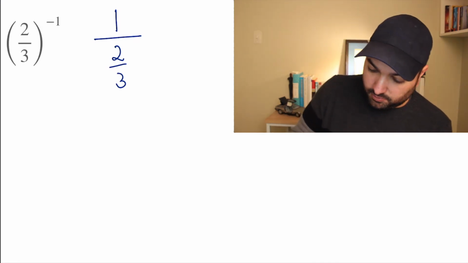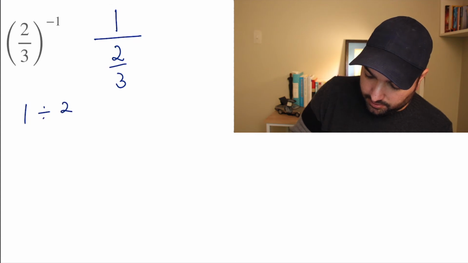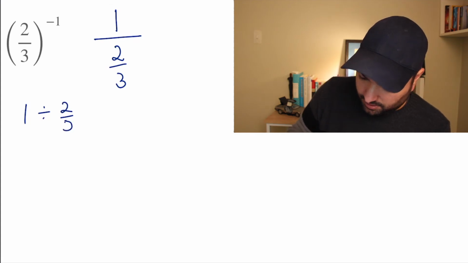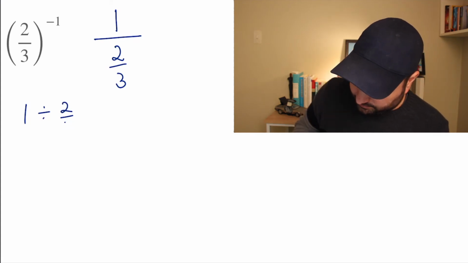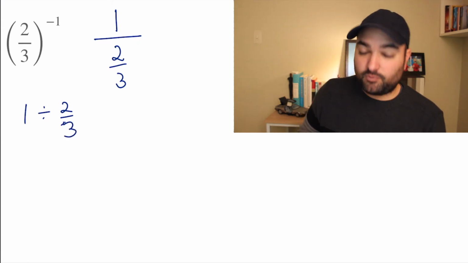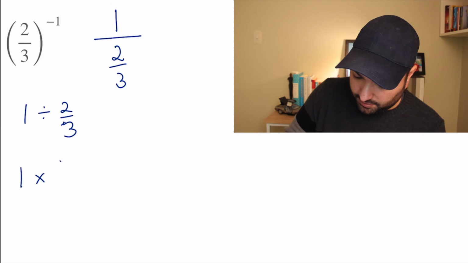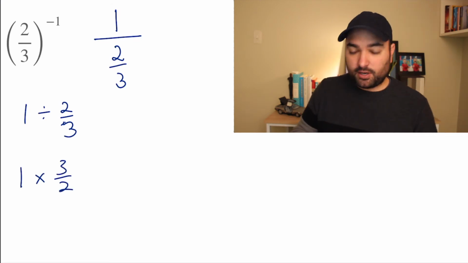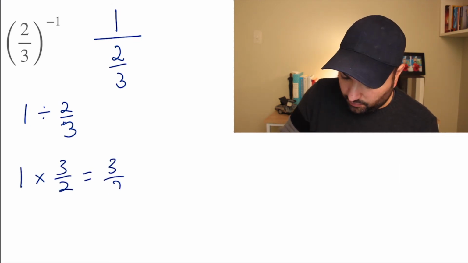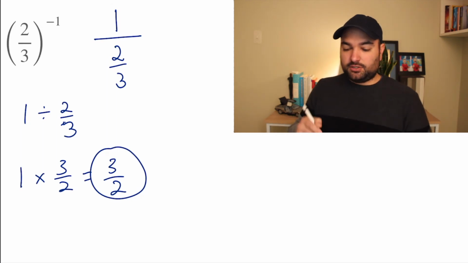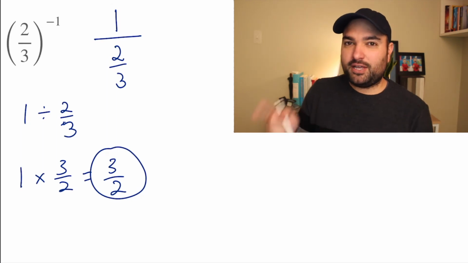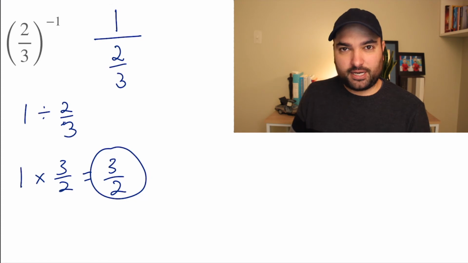So what this means is 1 divided by 2/3. We have 1 divided by 2/3, and if we remember our fraction rules here, we have 1 times 3/2. And so if we just have one of those, we have 3/2. Okay, so 2/3 to the power of -1 turned into 3/2.